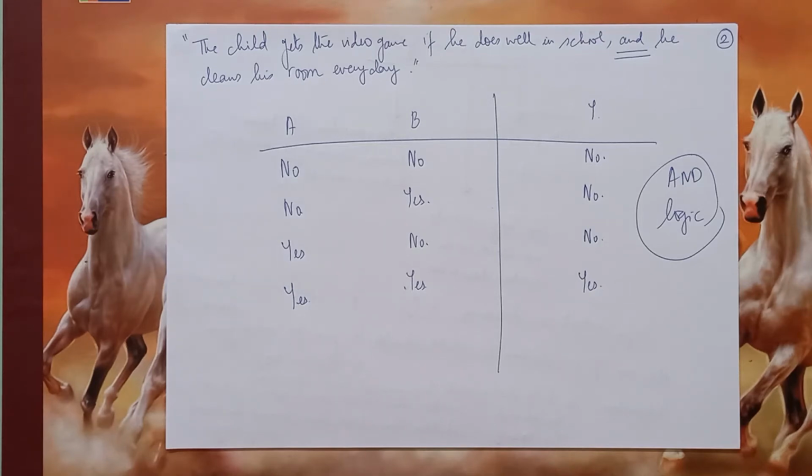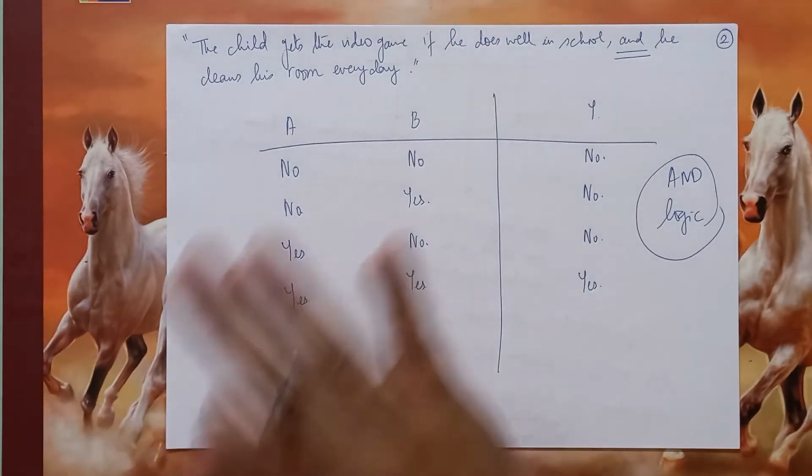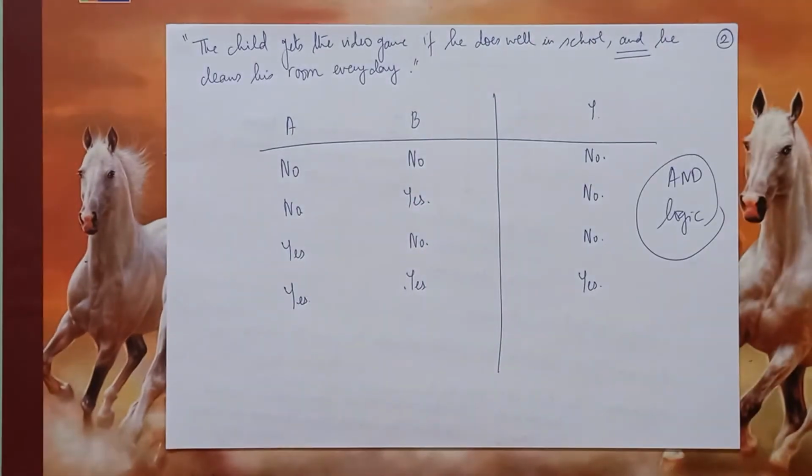Now, conversely, there are other kinds of logic also. If the parents are slightly a bit more lenient, so to speak, and they say that essentially the child will get the video game if he either does well in school or he cleans his room every day. So that is a bit more relaxed condition. So that is called OR logic.